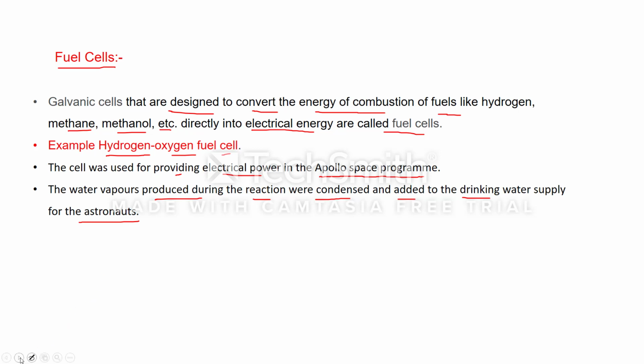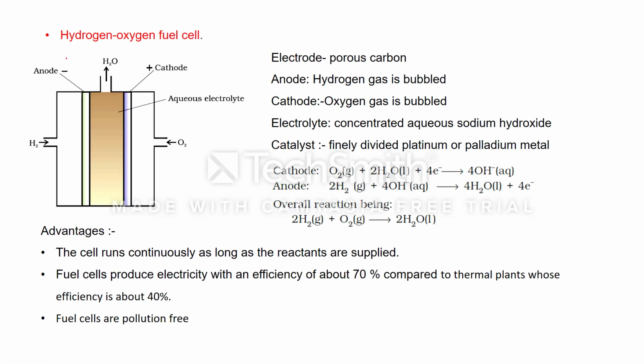Now we'll discuss the detail of this. This is the schematic diagram of the hydrogen oxygen fuel cell. In this case, as electrodes we are using porous carbon. This one and this one, the porous carbon rod is there. At anode we bubble the hydrogen gas, and at the cathode we bubble the oxygen gas, and electrolyte is concentrated aqueous sodium hydroxide. And generally catalyst is finely divided platinum or palladium metal to increase the rate of reaction.